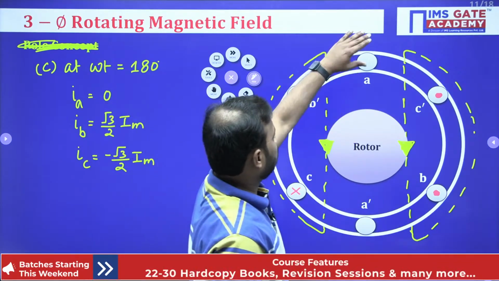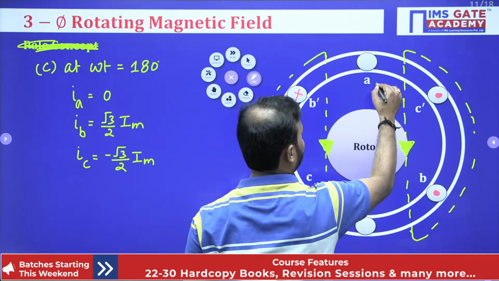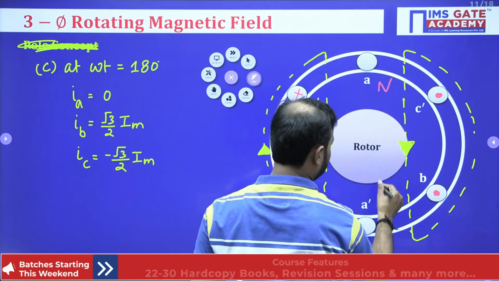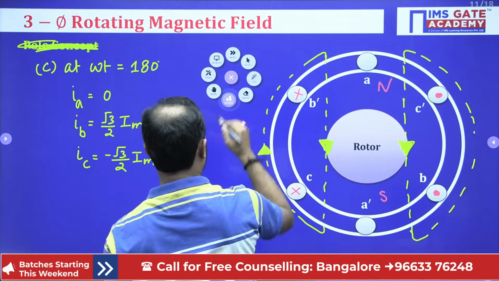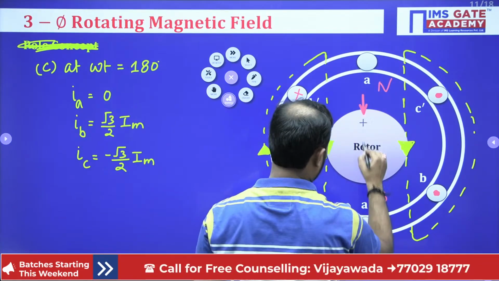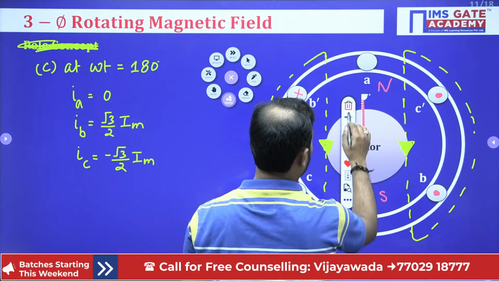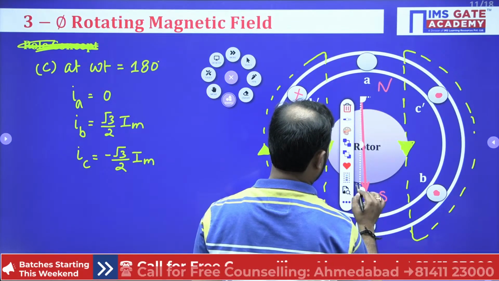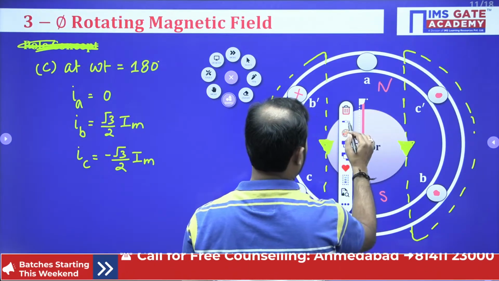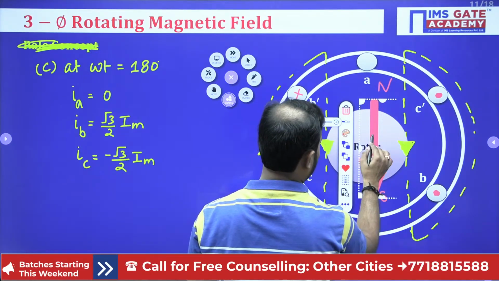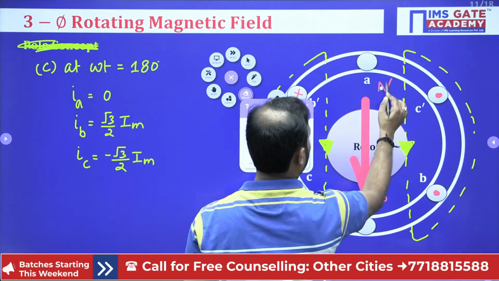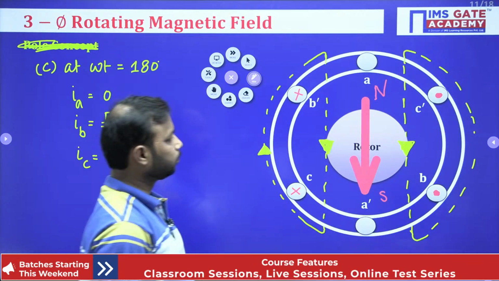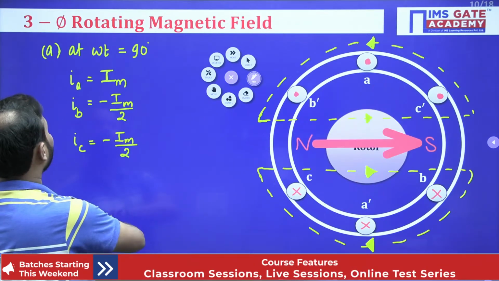Done. So this is an iron ore. So this behaves as a north pole, and this behaves as a south pole. So the resultant will be this one, the resultant direction of magnetic field. Done. So this is the pole concept.